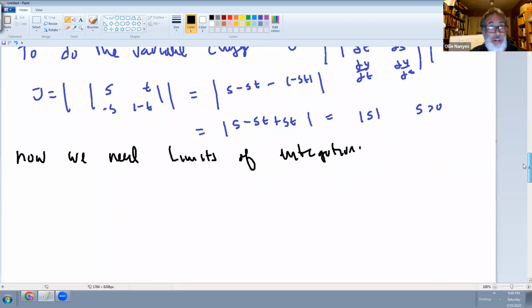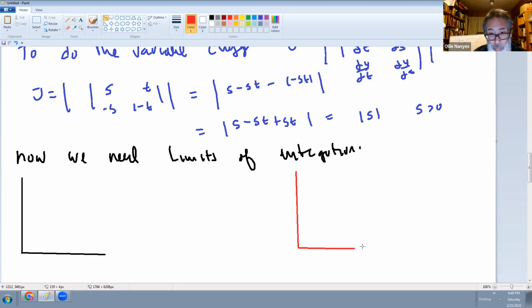And so this is where knowing a little bit of two variable integration really helps. So let's set up our XY axis here. And on this side, let's set up our ST axis here. On this side, I'm going to call this X and Y. And on this side, I'm going to call this T and S.